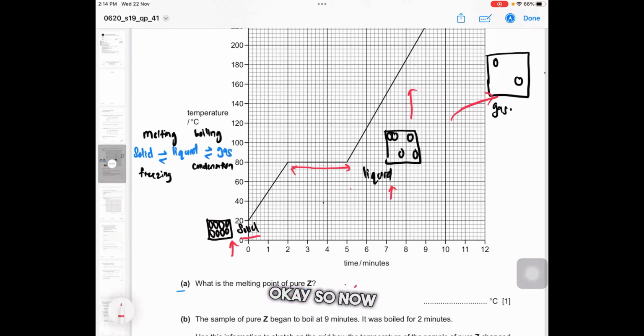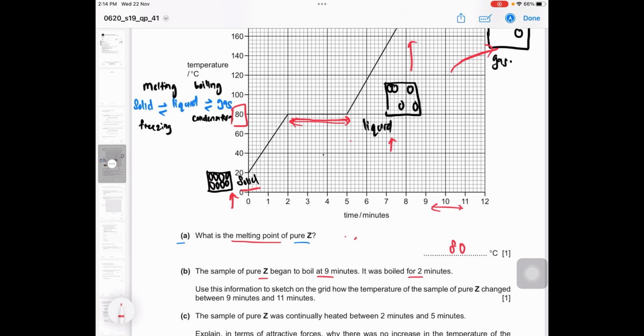Okay. So now, what is the melting point of pure Z? This is the phase where melting takes place. So the melting point of this substance is 80 degrees Celsius. The sample of pure Z began to boil at 9 minutes and it will boil to 11 minutes. So 9 to 11.